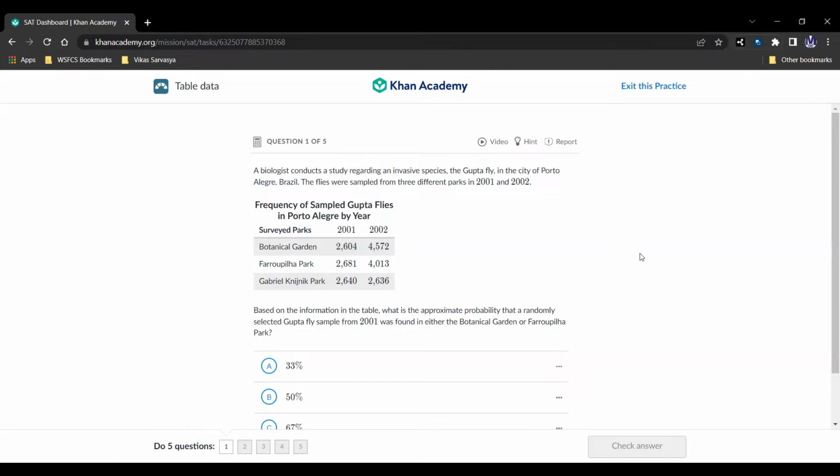Essentially, we're analyzing tables as part of the problem solving and data analysis topic on the SAT math portion. As always, we're going to be looking at 5 questions, explaining them to find the intricacies in this topic so that you can ace the SAT math portion.